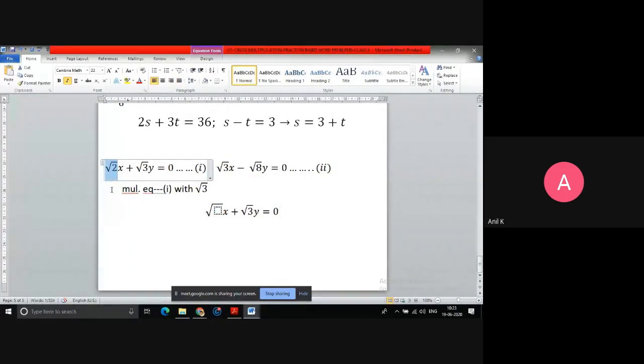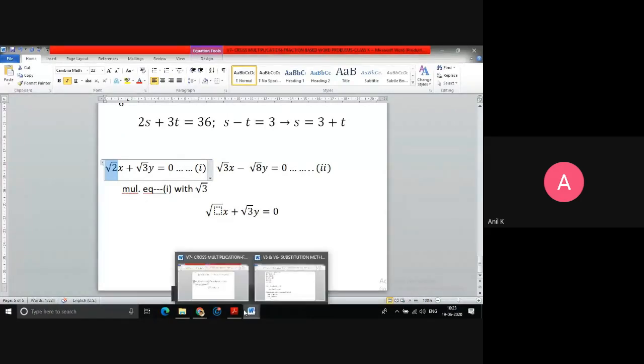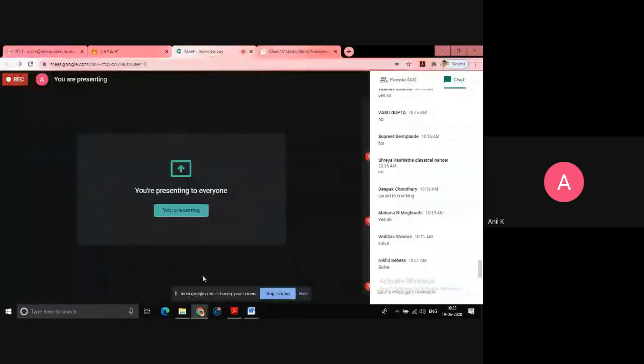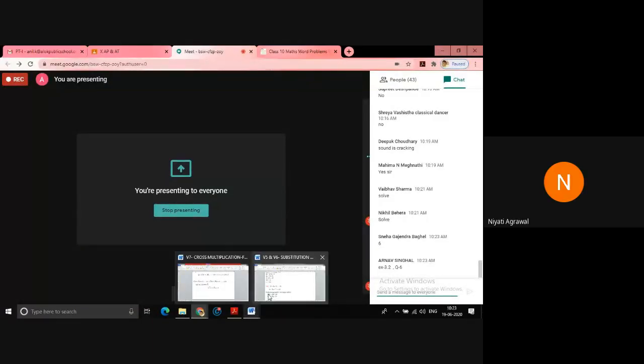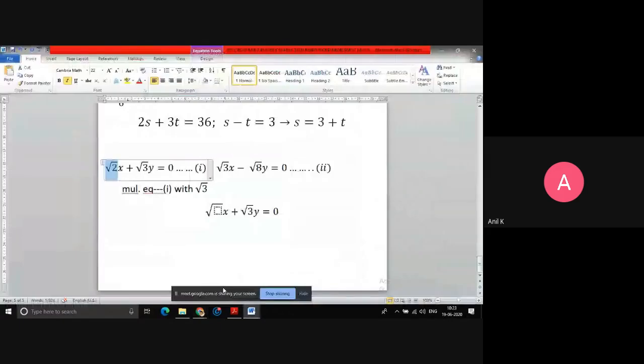So can you tell me what is root 2 into root 3? Anyone? Anyone can tell me what is the answer for root 2 into root 3? It's not 3 root 2. No. That is 2 into 3 is 3 root 2. But these both are root terms. Root a into root b will be root ab, yes, root 6. Root 6 is going to be right.